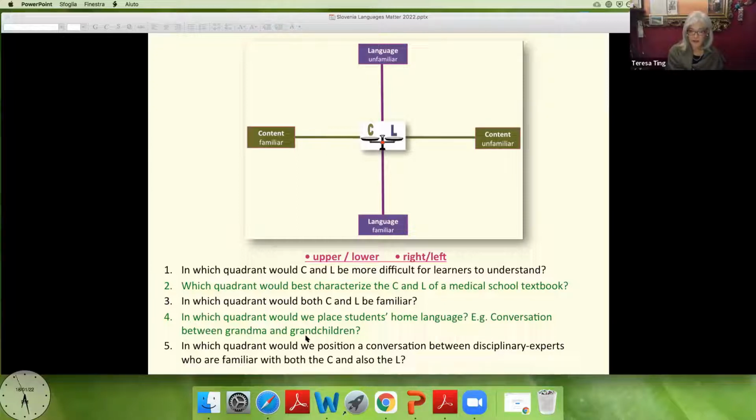Number 5, finally, in which quadrant would we position a conversation between disciplinary experts who are familiar with both the content and also the language? In which quadrant would we place that?